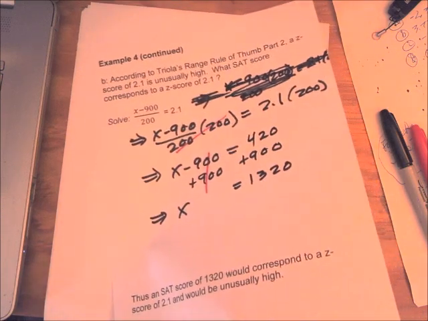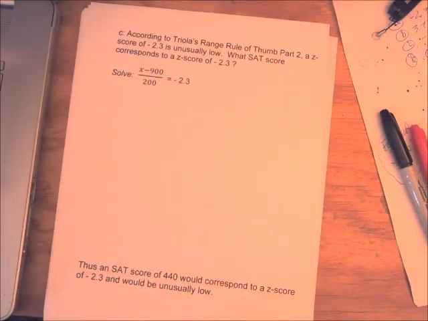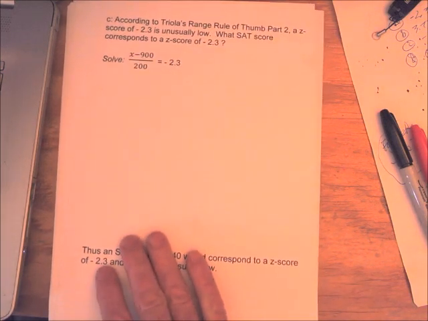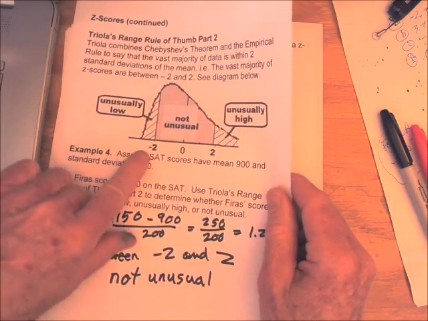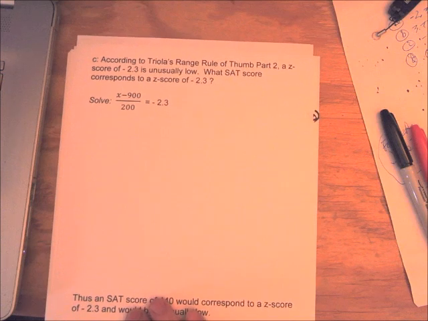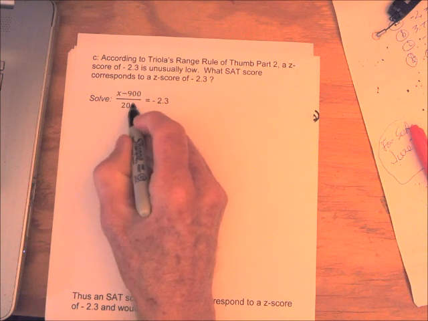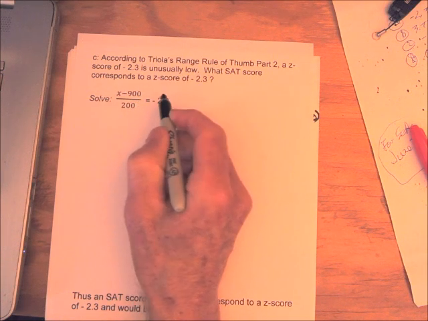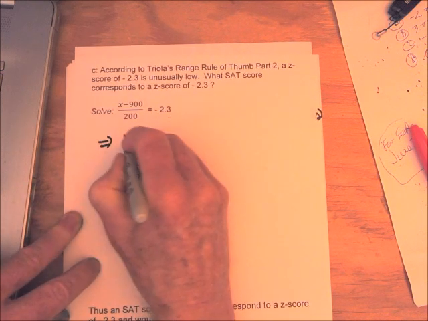And let's do an unusually low z-score. So again, according to Triola's range rule of thumb, a z-score of negative 2.3 would be unusually low. So negative 2.3 is less than negative 2. That's unusually low. So we want to find out what x-score corresponds to that z-score. So again, the z-score is the score minus the mean divided by standard deviation, x minus 900 over 200, and we want to solve for x. So we want to multiply both sides by 200.